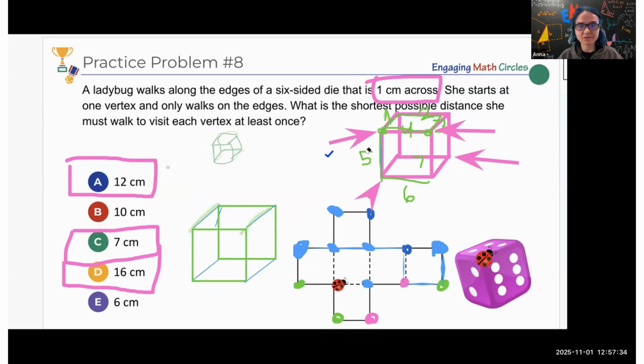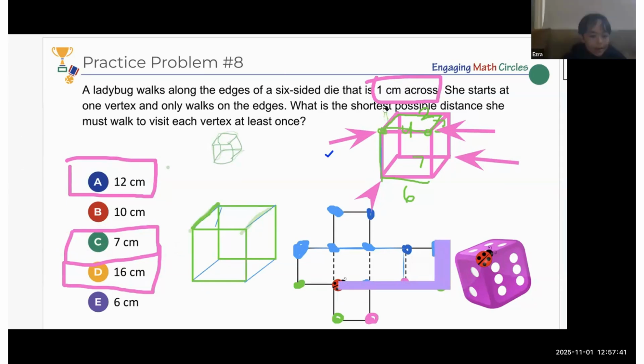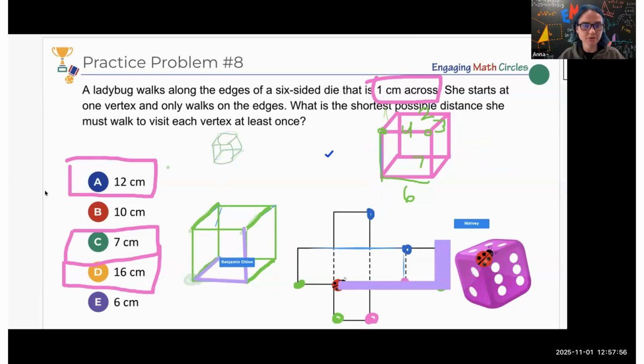Do you have volunteers? Or I can ask somebody. Okay, Ezra, you go ahead. So let's say you start at this one. Are you drawing on your own or on mine? Yours. So go on the pink one. Let's use a blue color.